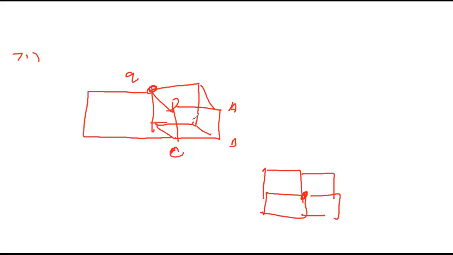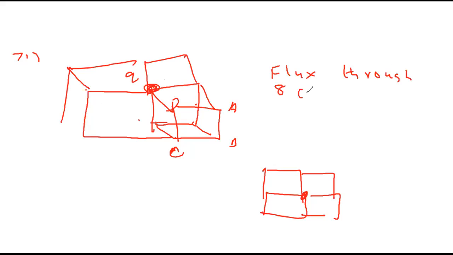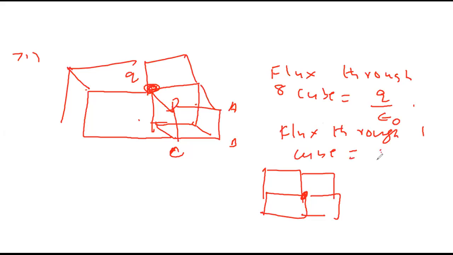So I can say if there are 1, 2 on the backside, one more, 3, here one more, total 4 from top and 4 from bottom, the charge will be trapped in between. So can I say flux through 8 cubes will be Q upon epsilon naught. This much clear? So what will be flux through 1 cube? Q by 8 epsilon naught. That means 1/8 of Q by epsilon naught.